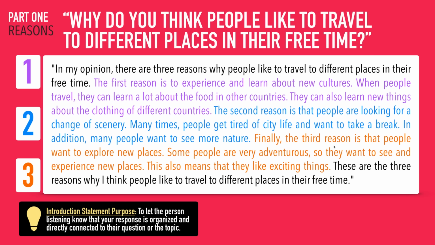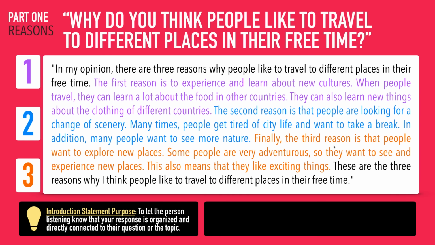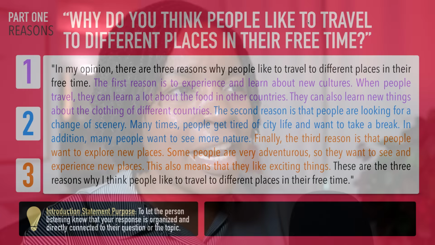Here we go. Reason number 3 is in orange. Finally, the third reason is that people want to explore new places. Some people are very adventurous, so they want to see and experience new places. This also means that they like exciting things. Now, I want to explain a word really quickly. Repeat after me. Adventurous. Hey, you got it. One more time. Adventurous. Good.